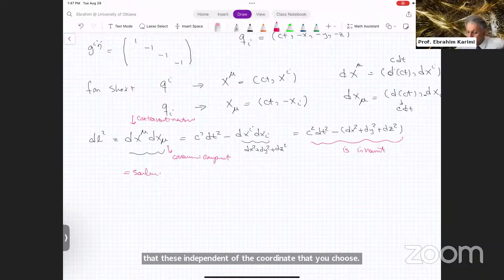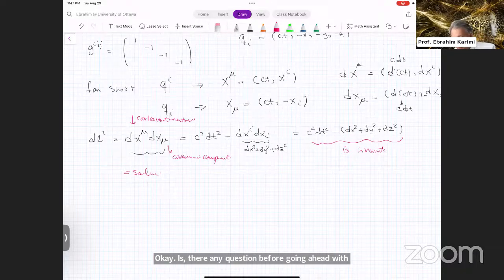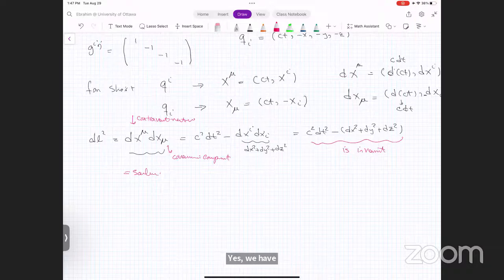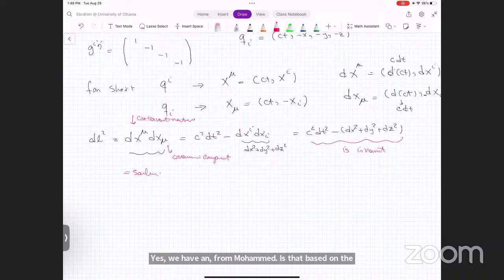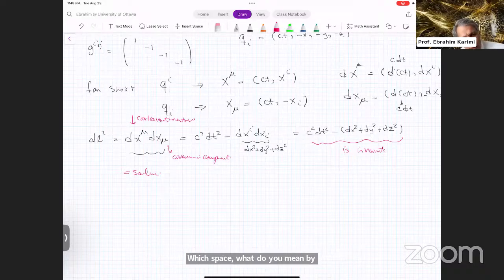Okay. Is there any question before going ahead with the rest? Yes, we have a question from Mohammed. It's based on the findings so far, which space does the geometry of the universe fit the most? Which space, what do you mean, by coordinates? I'm not sure I understand the question.